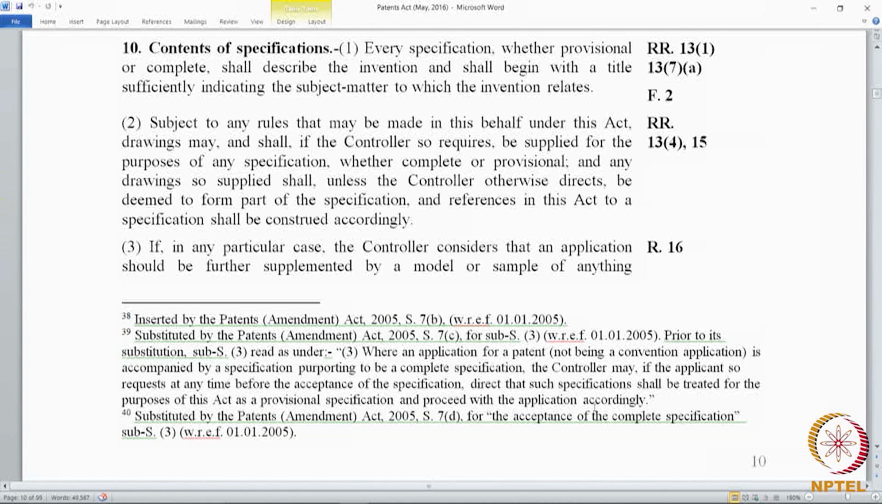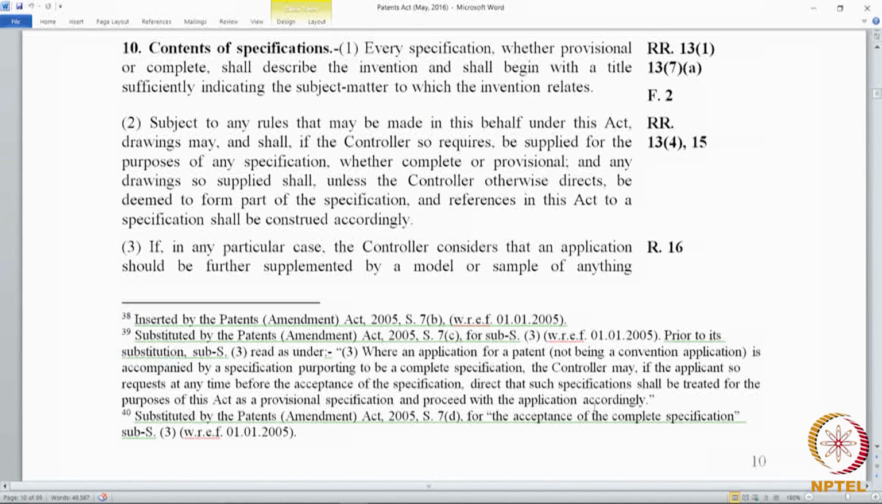Section 10(2) states that subject to any rules that may be made in this behalf under this Act, and the relevant rule being rule 13, drawings may and shall, if the controller so requires, be supplied for the purpose of any specification, whether complete or provisional, and any drawing so supplied shall, unless the controller otherwise directs, be deemed to be a part of the specification, and references in this Act to a specification shall be construed accordingly. So, this provision says that drawings may be supplied, or if the controller insists, they shall be supplied. So, it is optional. Supplying a drawing is an optional thing, but if the controller requires, then it has to be done.